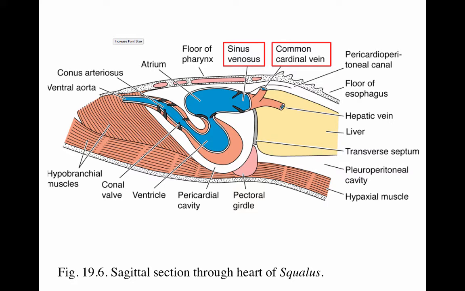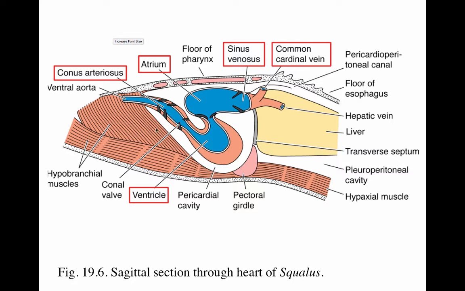From the sinus venosus, it's then going to travel into the atrium, which is a muscularized region, but fairly lightly muscularized. From there, it's going to go into the more heavily muscularized region called the ventricle that we see here. And this is where the blood is really going to gain a lot of pressure as it moves out of the heart. So this is going to be the main muscular pump of the fish heart. And that is going to pump it into another muscular region called the conus arteriosus.